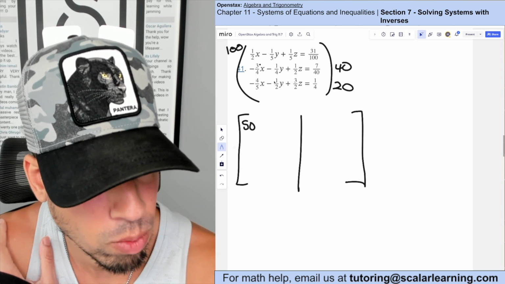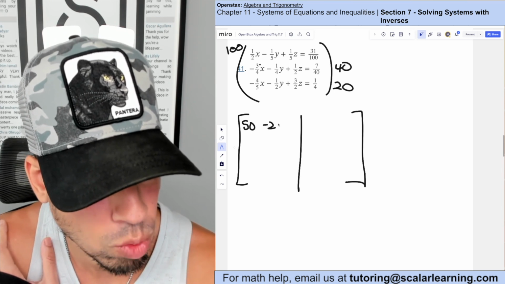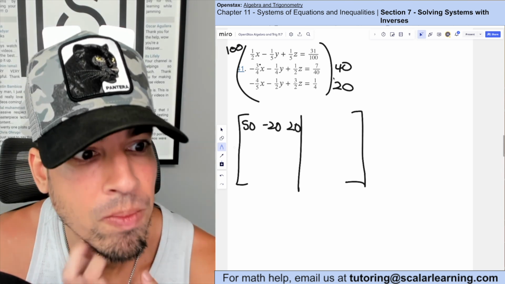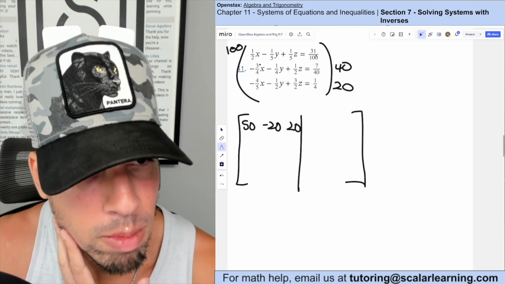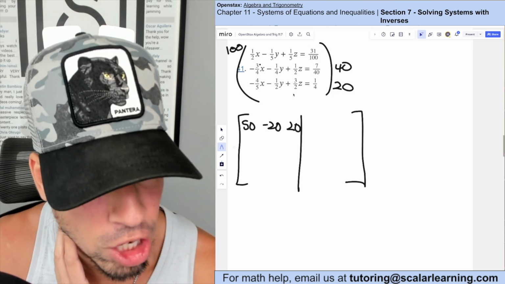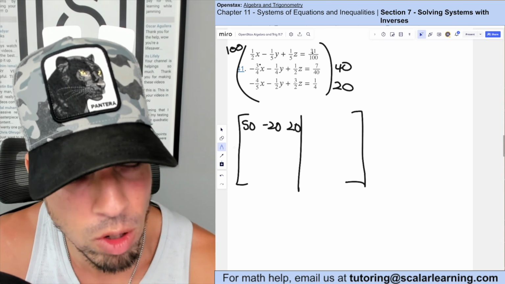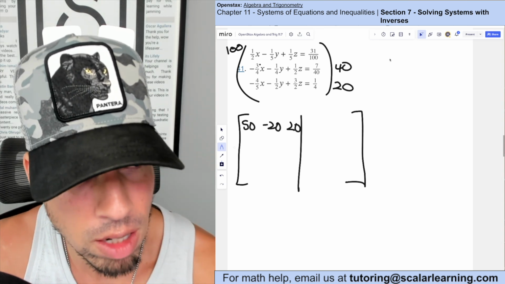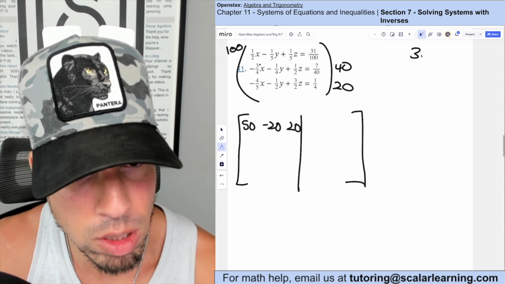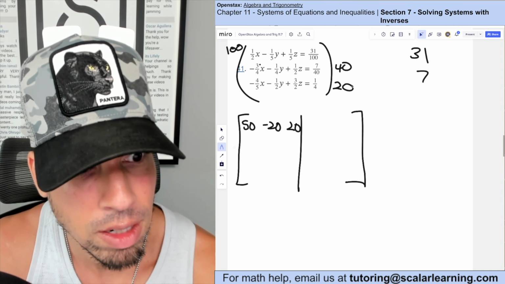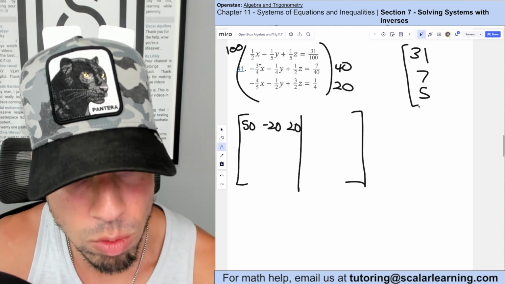100 times negative 1/5 is negative 20. And then we got positive 20. And by the way, it's important to remember that these answers also change based on these multiplications, right? So we want to remember that our constants are now going to be 31, 7, and 5 over here. So we'll remember that for later.